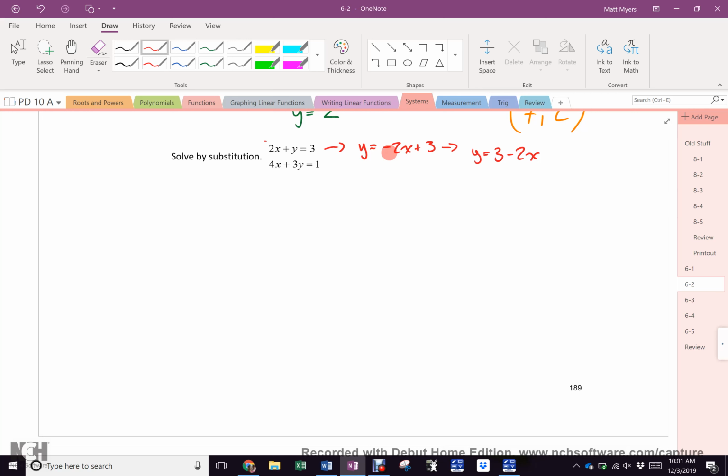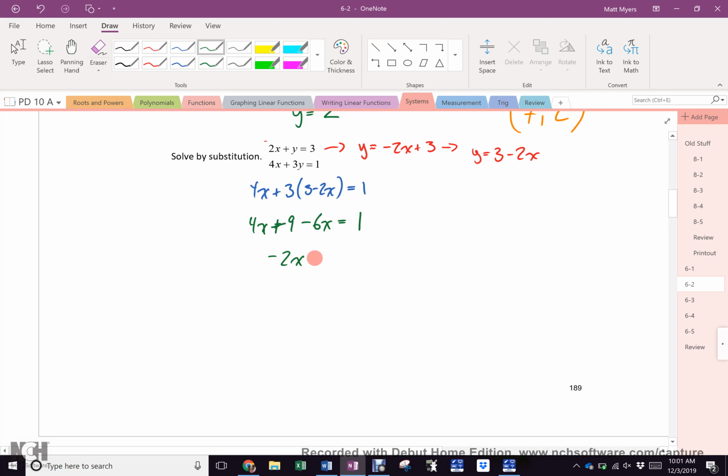The blue step is to take what we now know and substitute it back into the other equation, yes? So the other equation is 4x plus 3y equals 1. All right. 4x plus 3, not y, 3 minus 2x equals 1. And then I move to my green color and I solve for x. So I distribute plus 9 minus 6x equals 1. Then what?